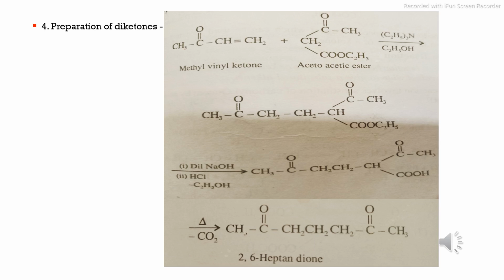this Michael addition product undergoes alkaline hydrolysis followed by acidic hydrolysis to give a carboxylic acid, and then when this carboxylic acid is heated with soda lime, it undergoes decarboxylation to give 2,6-heptanedione.